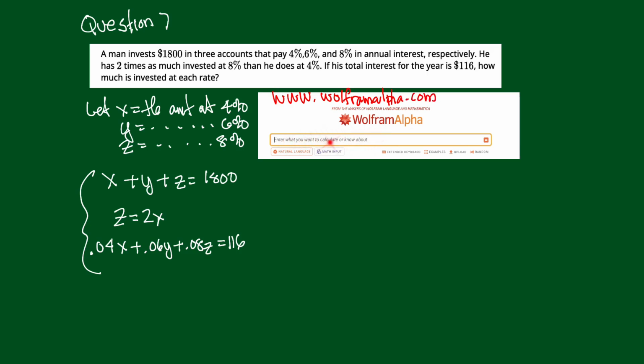Now, enter what you want to calculate. This is what we want to calculate. So what you're going to enter here is solve, and type the equations. x plus y plus z equals 1,800, comma, z equals 2x, comma, and then 0.04x plus 0.06y plus 0.08z equals 116. And then press enter or hit that equal sign.